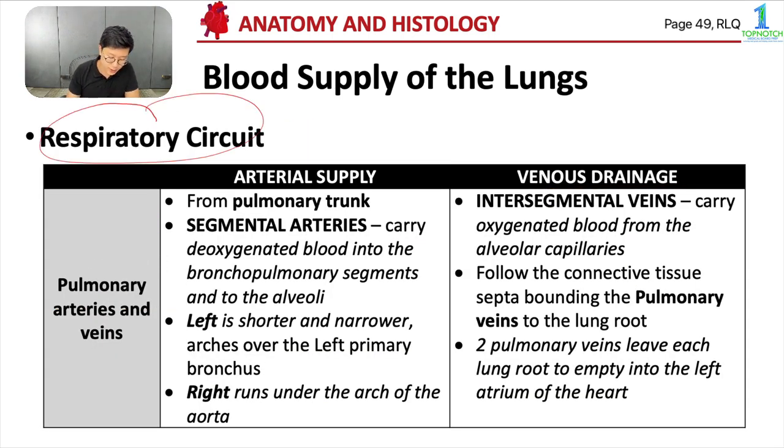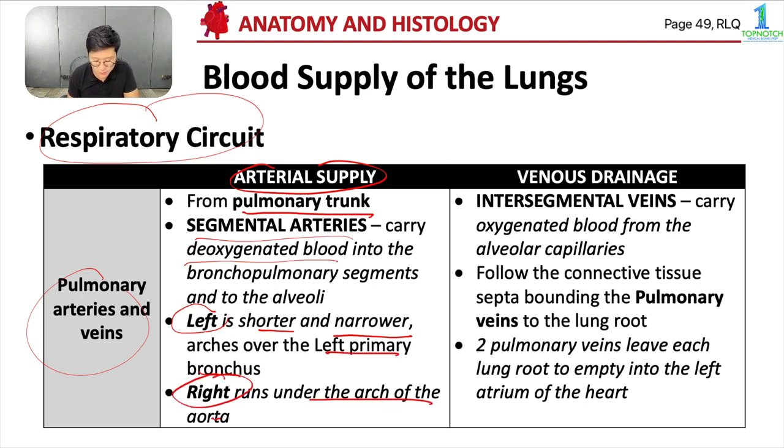For the respiratory circuit, ito na yung nagsusupply ng oxygen to the blood. So you have your pulmonary arteries and veins, and your arterial supply from the pulmonary trunk. Your segmental arteries carry deoxygenated blood into the bronchopulmonary segments, then to your alveoli para ma-oxygenate sila. The left pulmonary artery is shorter and narrower, and it arches over the left primary bronchus, while the right runs under the arch of the aorta.